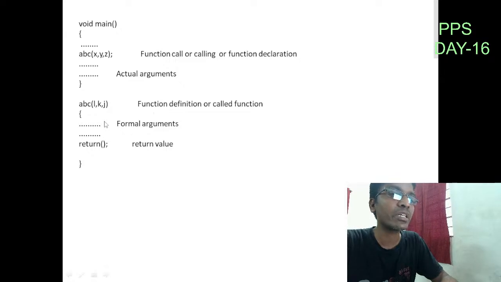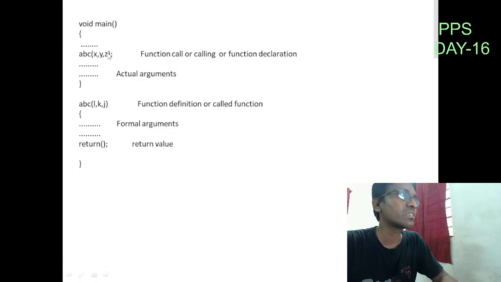So, definition means define. A function definition is nothing but defining the function. That means you have to write the logic inside that function. That's why it is called a function definition, or a called function. Whereas here I am writing a function call, so you are not going to define anything. You just call that function inside the main program.